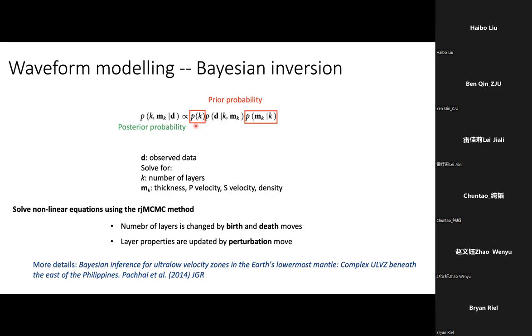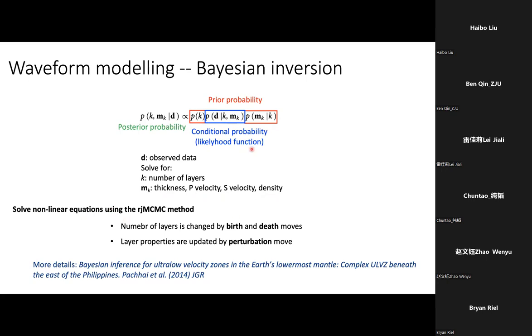So P(K) and this term are the likelihood of obtaining this kind of model parameter, times the conditional probability, also called the likelihood function. That is the likelihood of getting the observed data given the model parameters K and M_K. So this is basically just Bayes' theorem.